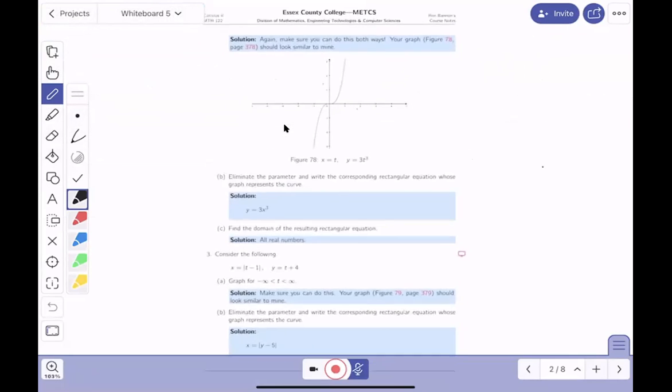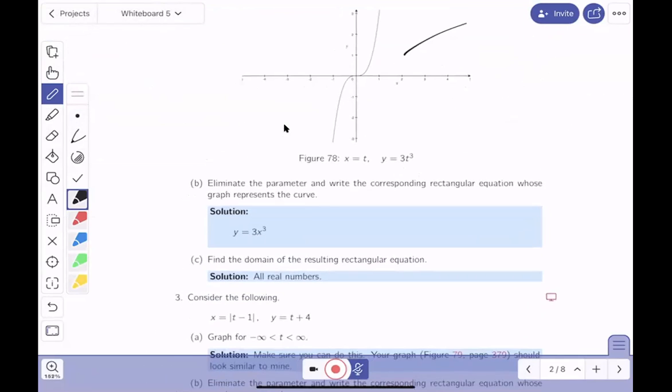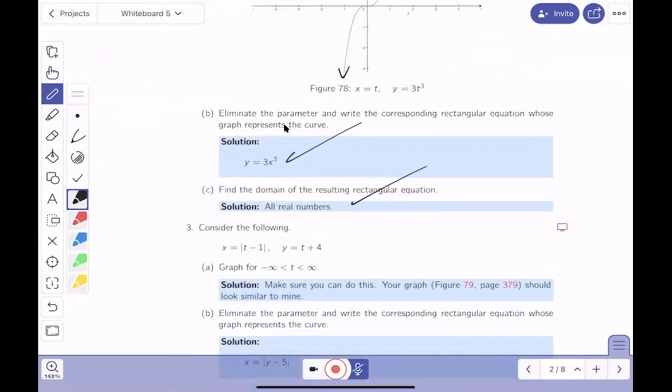So let's see what we got. Well, they give a better picture, it's right over here. But my picture is fine. All right, eliminate the parameter. We've done that. We got this over here. What's the domain of that problem? All real numbers. Fairly simple to do. Again, these graphs go on forever and ever. All right, so let's take a look at number 3, a little more complicated.